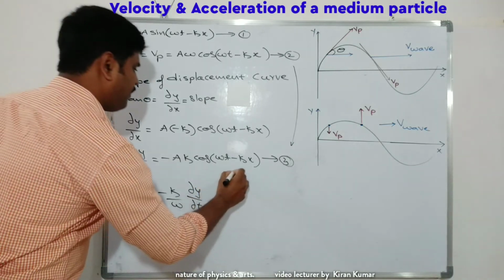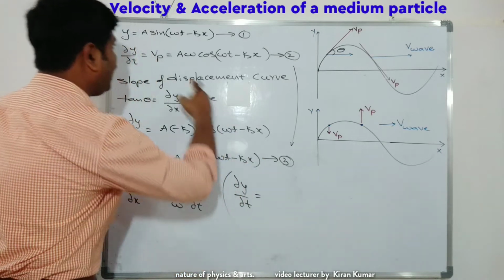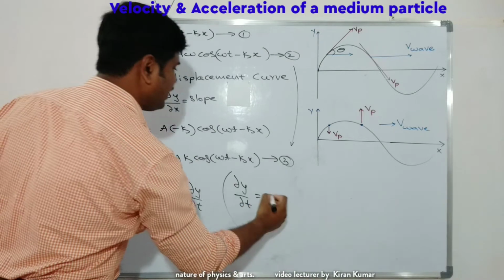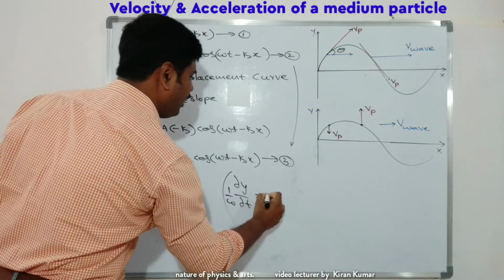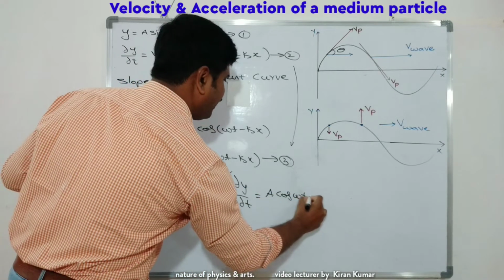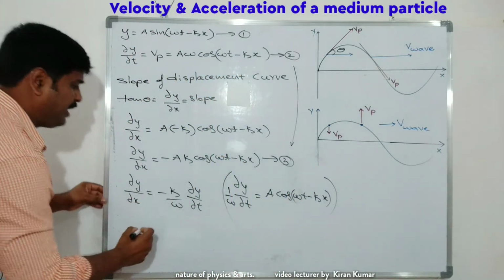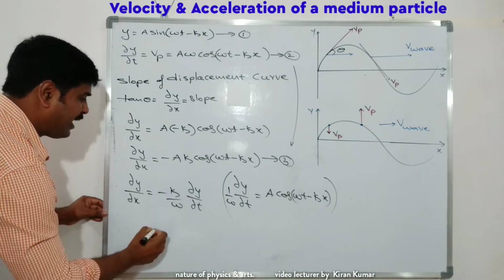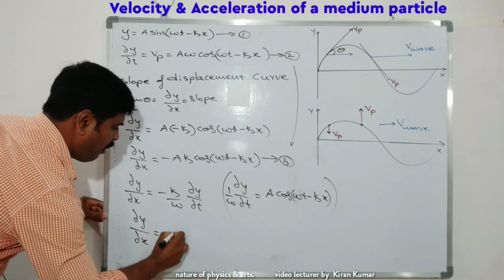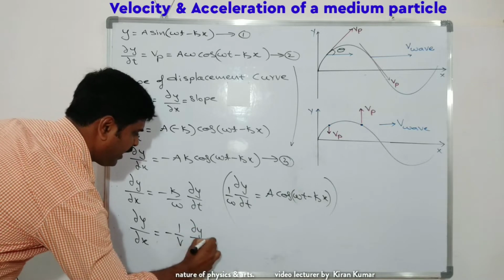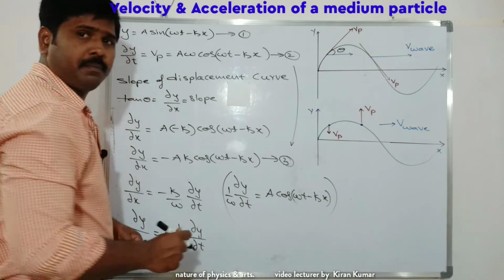Try to understand. We can write ∂y/∂t = aω cos(ωt − kx), which is why there is 1/ω. Since k/ω is 1/v, ∂y/∂x = −(1/v) ∂y/∂t. Please copy this, then I can continue.